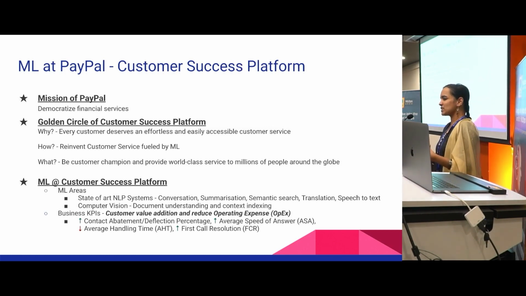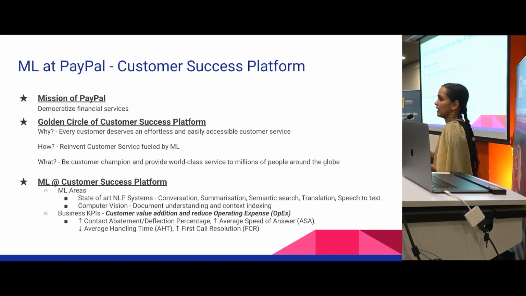And a few of the areas which we cover in NLP systems are summarization, translation, deduction, speech to text, to name a few. And the next area is computer vision, where we have a bunch of documents to be processed, and the main objective here is to extract content from the document and understand the context of the document itself.